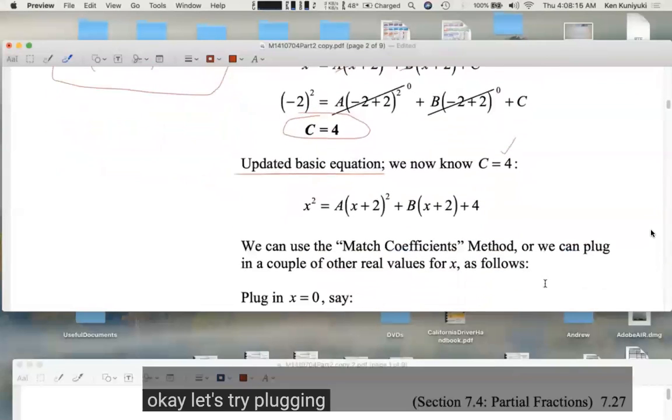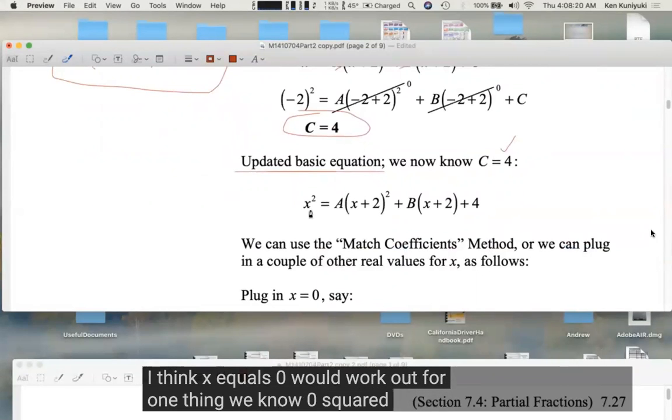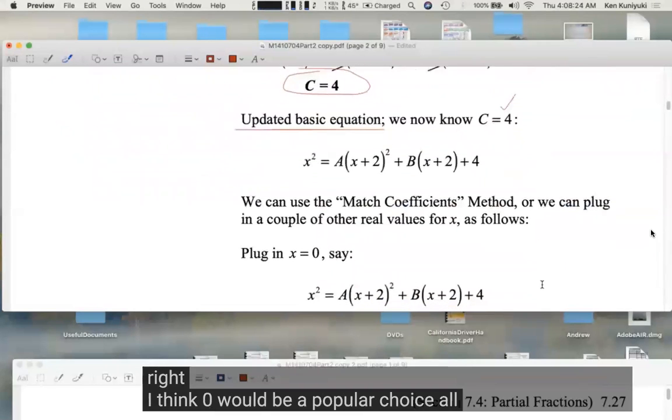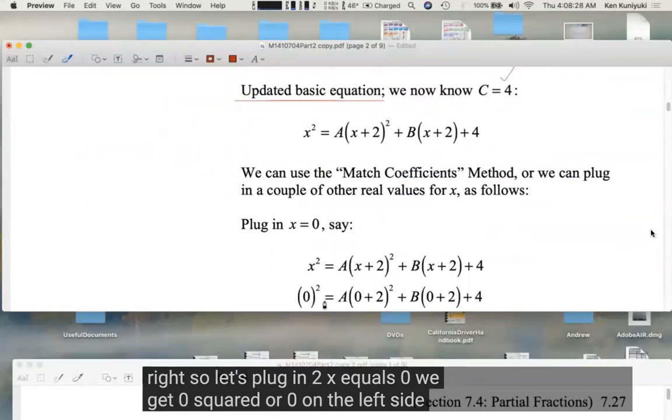Okay, let's try plugging in values. I think X equals 0 would work out. For one thing, we know 0 squared is 0, all right? I think 0 would be a popular choice. All right, so let's plug in X equals 0. We get 0 squared, or 0, on the left side.